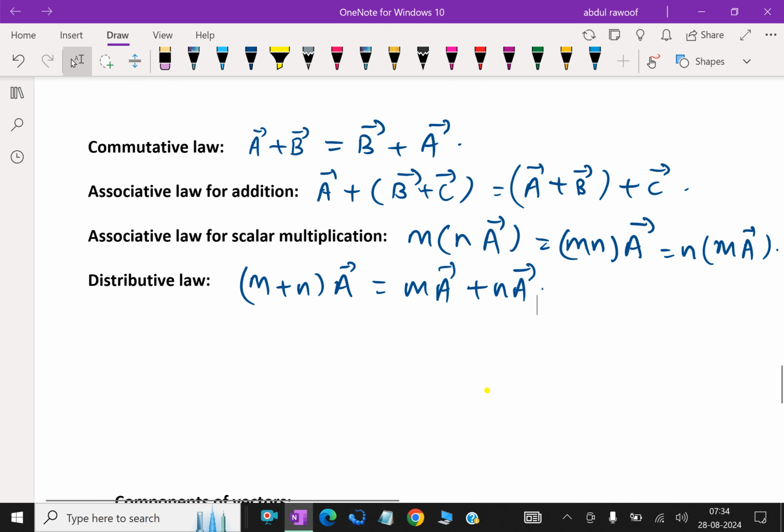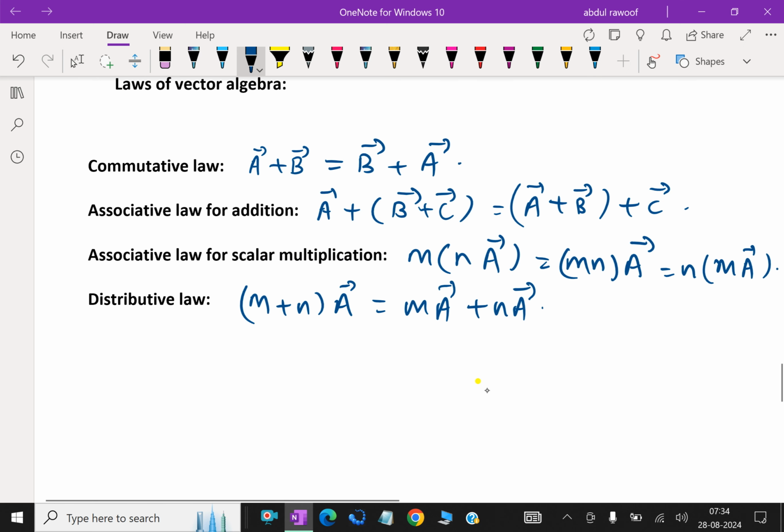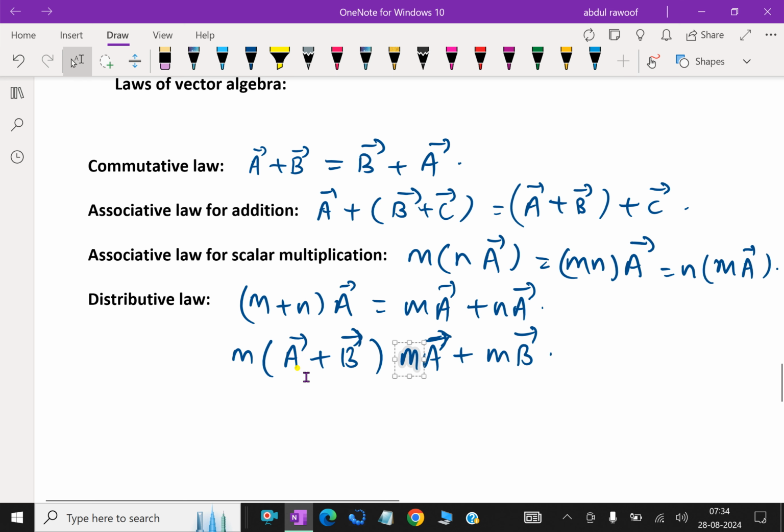Similarly, another with two different vectors. M is a scalar, M times vector A plus vector B is equal to M vector A plus M vector B. That is, M is distributed over the addition of two vectors, vector A plus vector B.